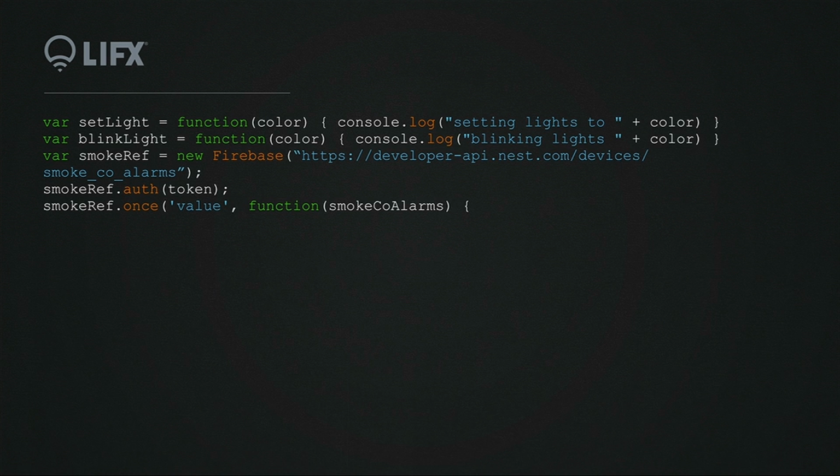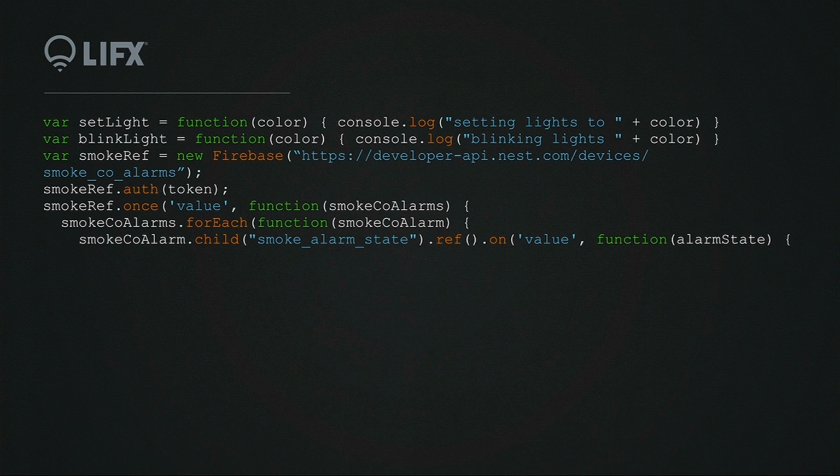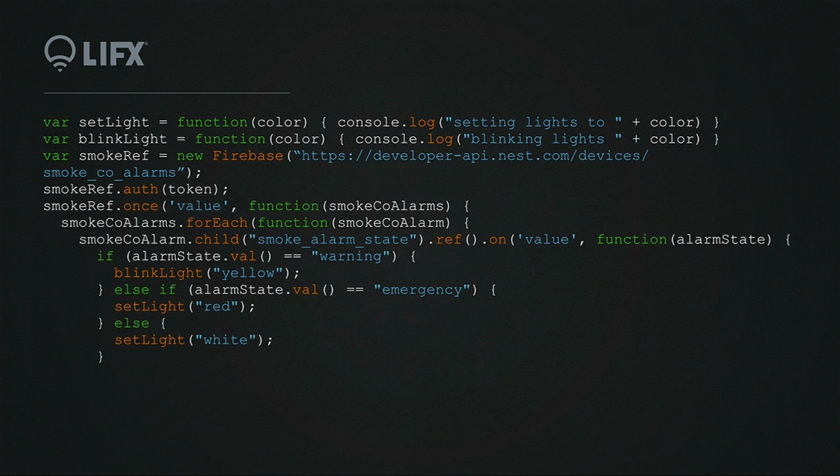All right, there's more code. Here we call once again, and we're going to walk through all the smoke detectors in a structure. And here we're actually going to say for each smoke detector, I'm really just interested in the smoke alarm state. So set my callback just on that one. I don't care when battery level changes. I don't care when CO changes, although we probably should blink lights in that case as well. But this shows that you can listen to specific data elements in this document and not have to respond to the whole thing. And here I basically say if it's warning, why don't we blink the lights yellow? If it's emergency, set the lights to red. If it's all clear, set the lights back to white.